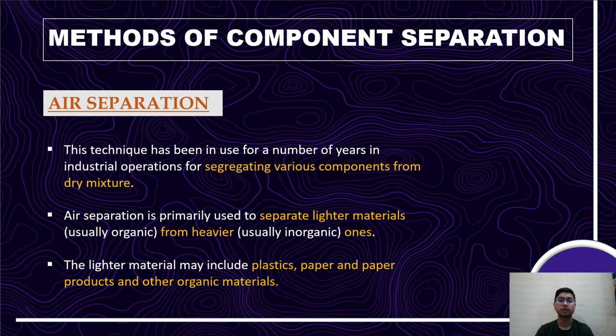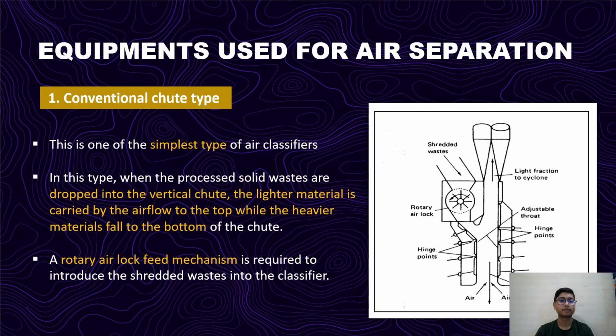There are several methods of component separation. First one is air separation. This technique has been in use for a number of years in industrial operations for segregating various components from a dry mixture. It is primarily used to separate lighter materials from heavier ones. The lighter material may include plastic, paper, and other organic materials.